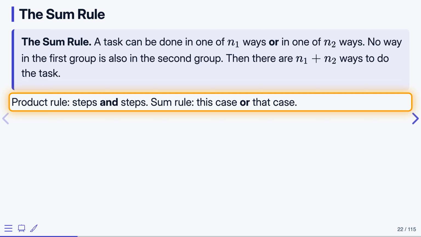There is an easy way to remember which rule to use. Look for the word and or the word or. Steps that follow one another, this step and that step, means multiply. Cases that replace one another, this case or that case, means add.